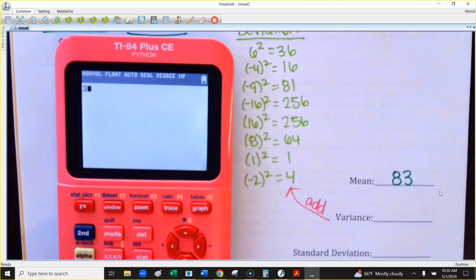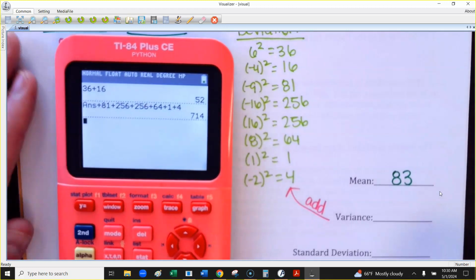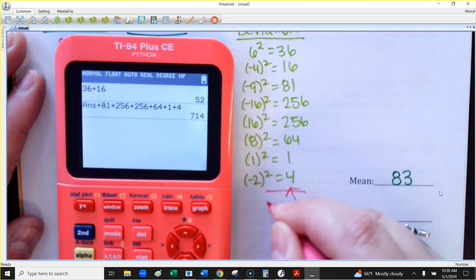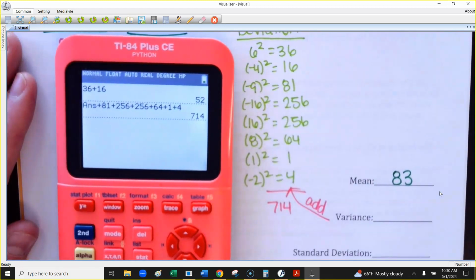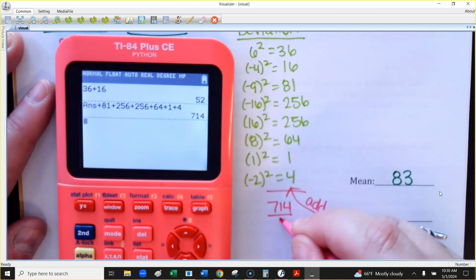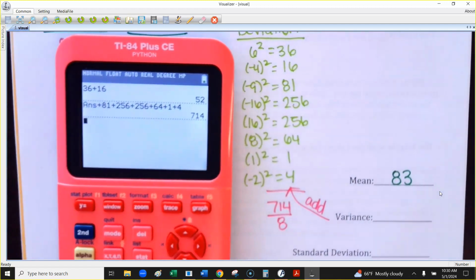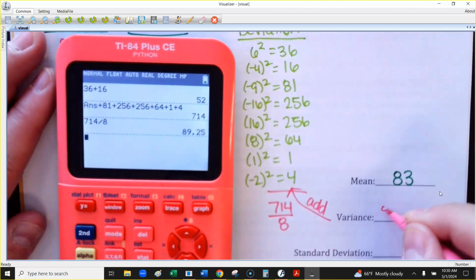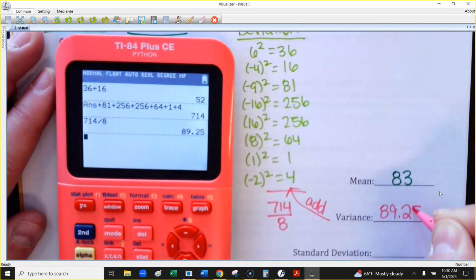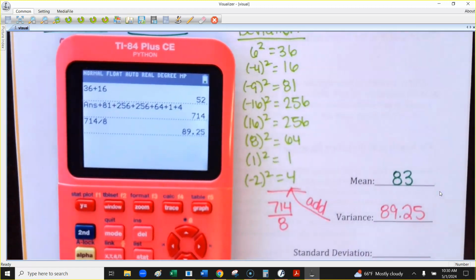So I'm just taking 36, 16, 81, just adding these up. 256 twice, 64, 1, and 4. So total, if I add these guys all up, I get 714. And then I'm going to divide that by the number of data values. We had 8 test scores there. So I'm just doing 714 divided by 8. I got 89.25. That is the variance.